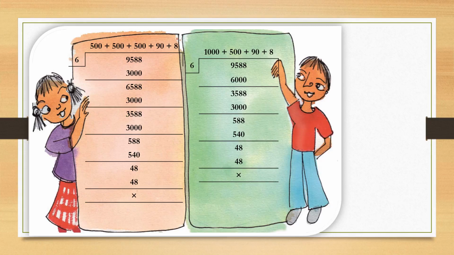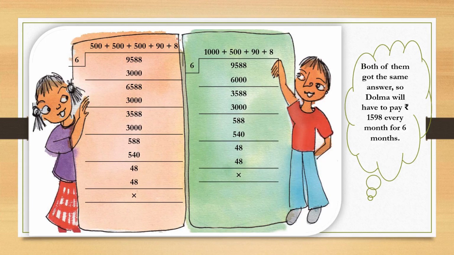Then her son started dividing rupees 9,588, and he used a different method. He first thought of giving rupees 1,000 every month, but despite giving rupees 6,000, 3,588 rupees were still left. So he distributed rupees 500 per month and was still left with rupees 588. Then he thought of giving rupees 90 per month and then rupees 8. At last he also got the same answer as his sister. So Dolma will have to pay rupees 1,598 every month for 6 months.